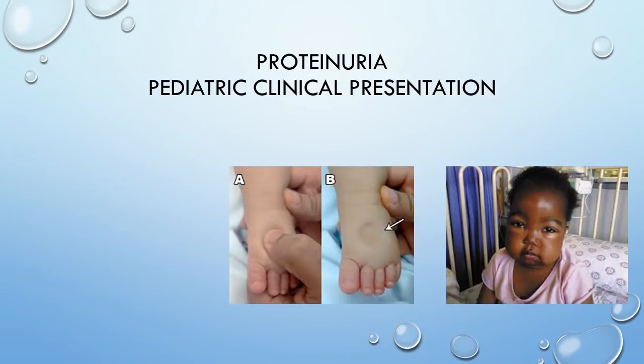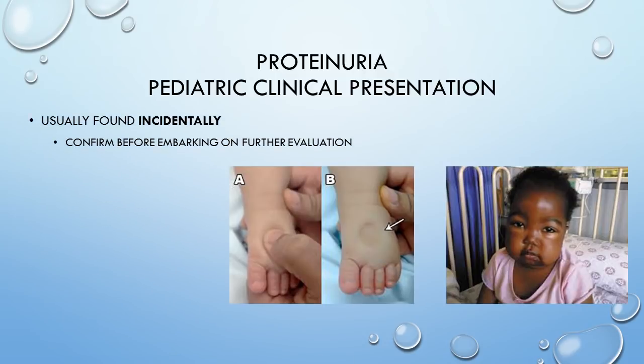So now let's look at how proteinuria presents. It's usually found incidentally, right? And it's important that we confirm that it's true proteinuria before we embark on further evaluation. So we may get a UA for some purpose or another, and suddenly we see that there's some protein in there. If it is not found incidentally, then we see patients with significant edema, which we can see here in these pictures. So we can see edema in kids, most commonly if it's due to proteinuria.